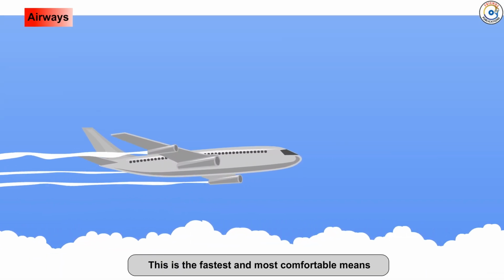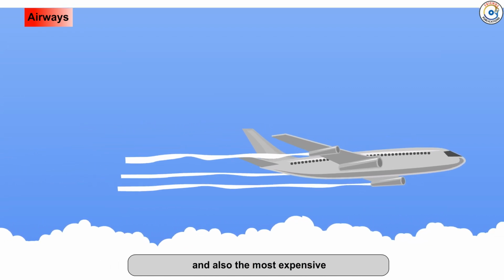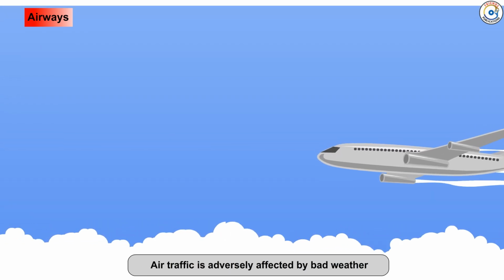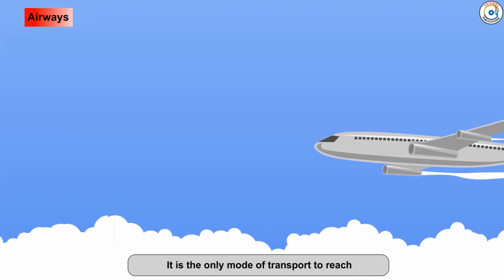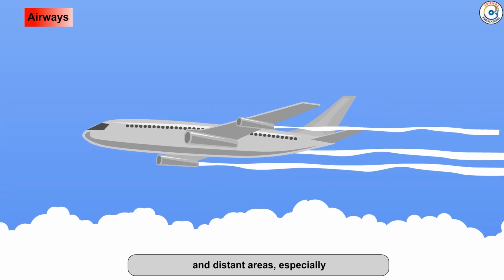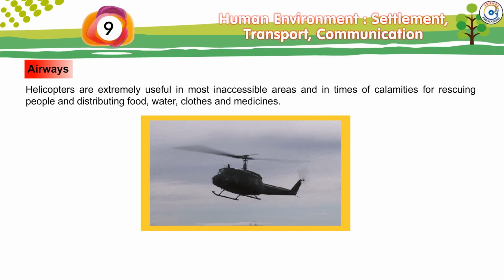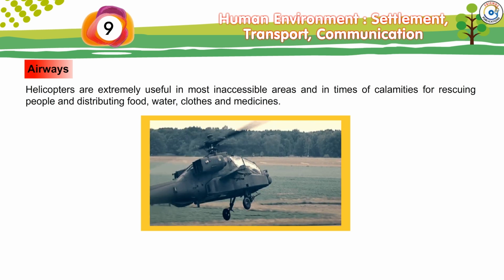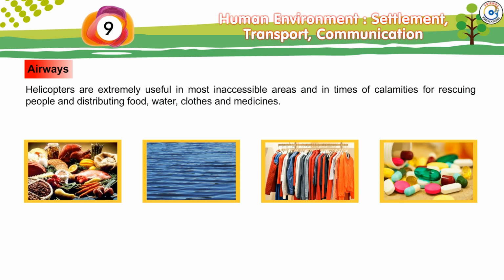Airways. This is the fastest and most comfortable means of transportation and also the most expensive due to high consumption of fuel. Air traffic is adversely affected by bad weather like fog, storms, etc. It is the only mode of transport to reach the most remote and distant areas, especially where there are no roads or railways. Helicopters are extremely useful in most inaccessible areas and in times of calamities for rescuing people and distributing food, water, clothes and medicines.